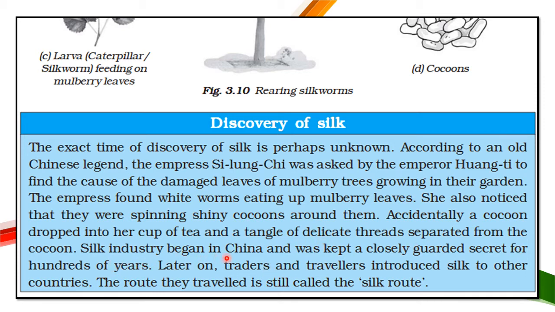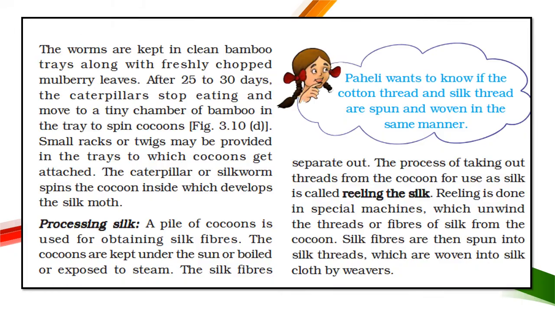Silk industry began in China and was kept as a closely guarded secret for hundreds of years. Later on, traders and travelers introduced silk to other countries. The route they traveled is still called the Silk Route.